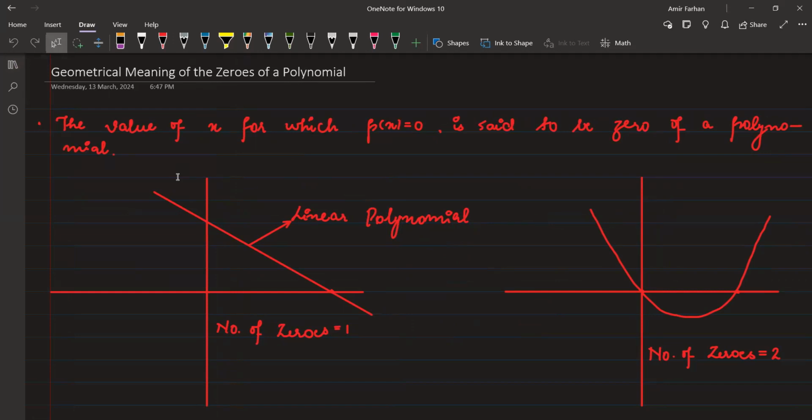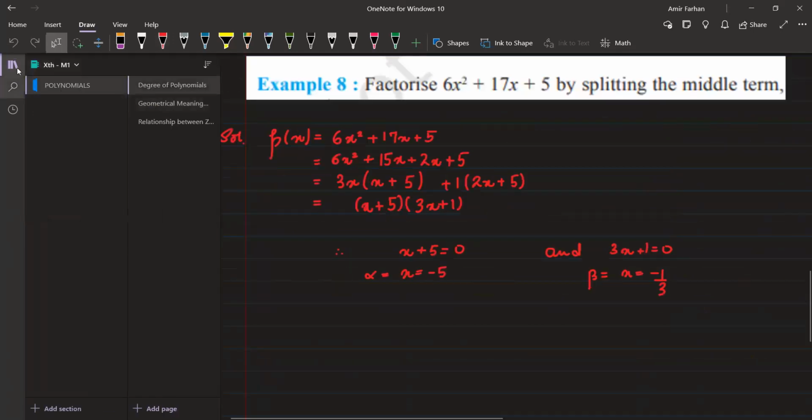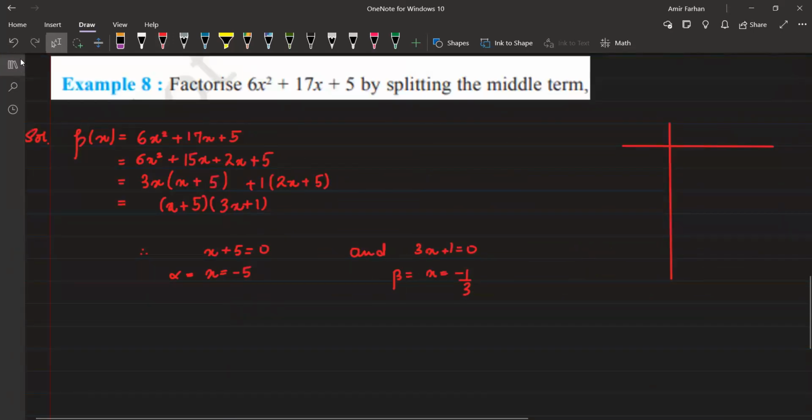Sir, I have a doubt. Yes, ask, please ask. About the previous question. They asked us to factorize, right? Yes, factorize. So this question is done, completed at this point.